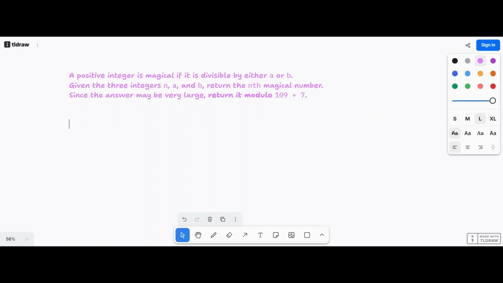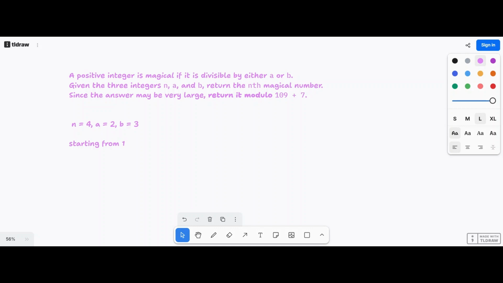So now we have to find, for example, let's say you will be given n as 4, a as 2, and b as 3. Since the answer may be large, we have to return it modulo 10 raised to 9 plus 7. Okay, n is 4, a is 2, and b is 3. Starting from 1, we need to find all those numbers which are divisible by either a or b, and from that too we have to find the fourth magical number.